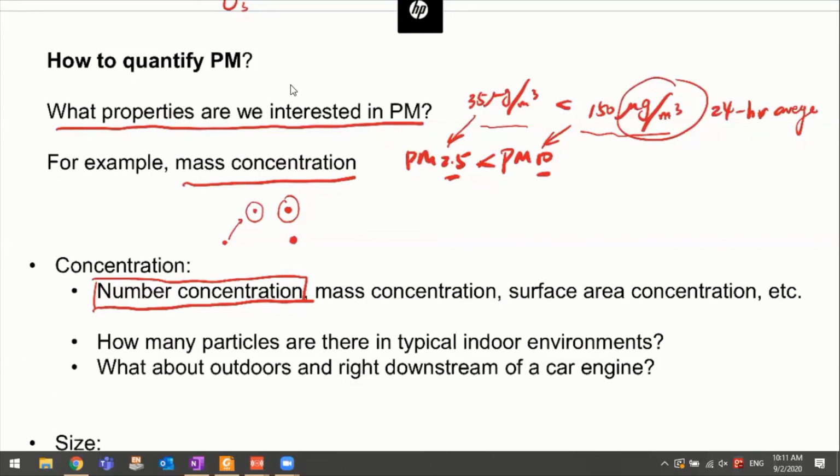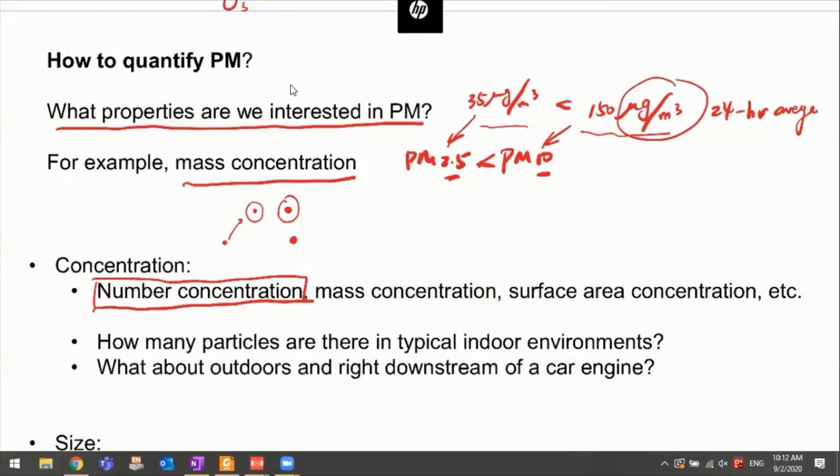Okay, so the correct answer is the last one. It's 1,000 particle per cc. So that's in general the indoor environment. Okay, so actually this concentration is relatively low compared to a lot of other scenarios because indoors we have the HVAC system, the heating, ventilation, and air conditioning system that basically filters the air. So that will ensure us to have a cleaner environment.